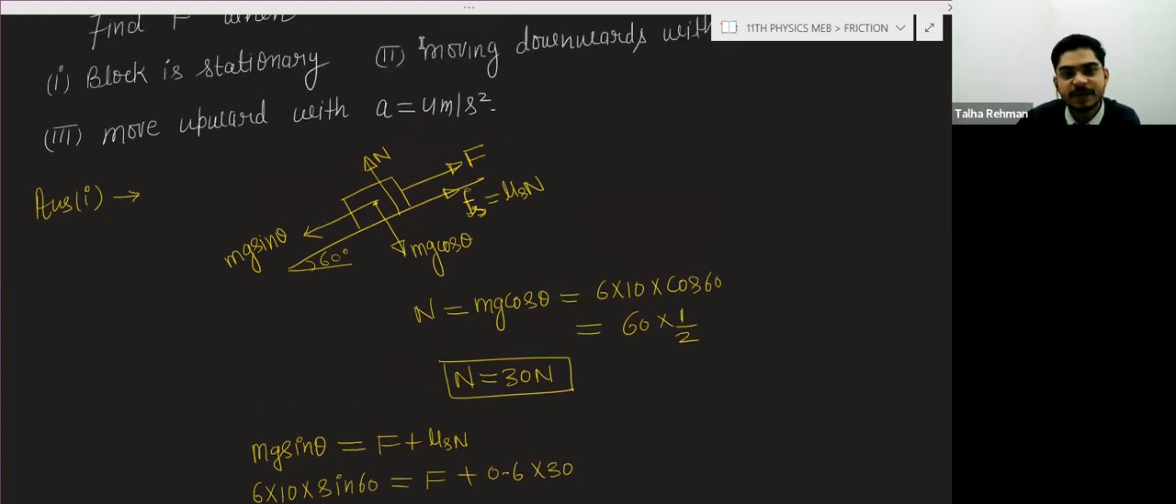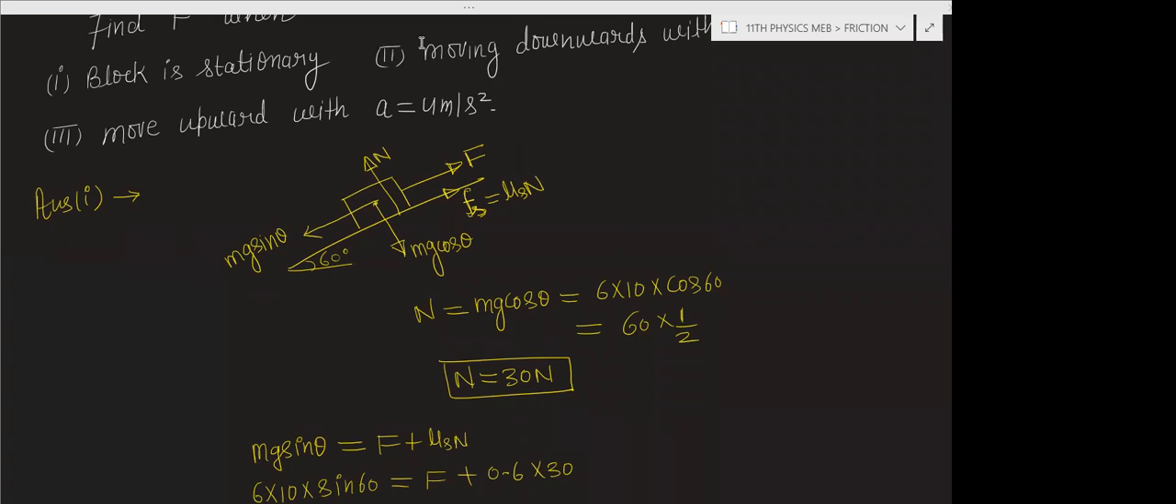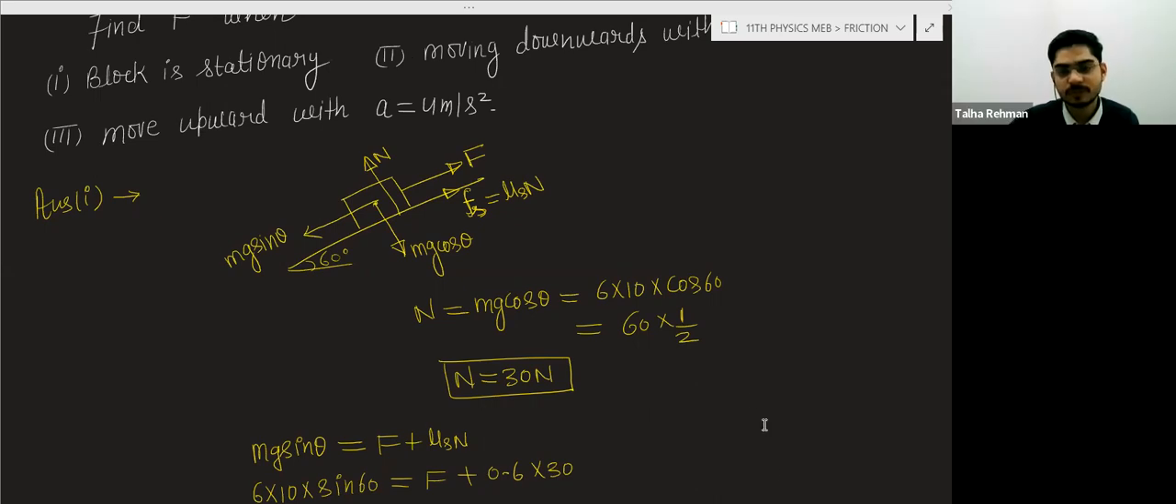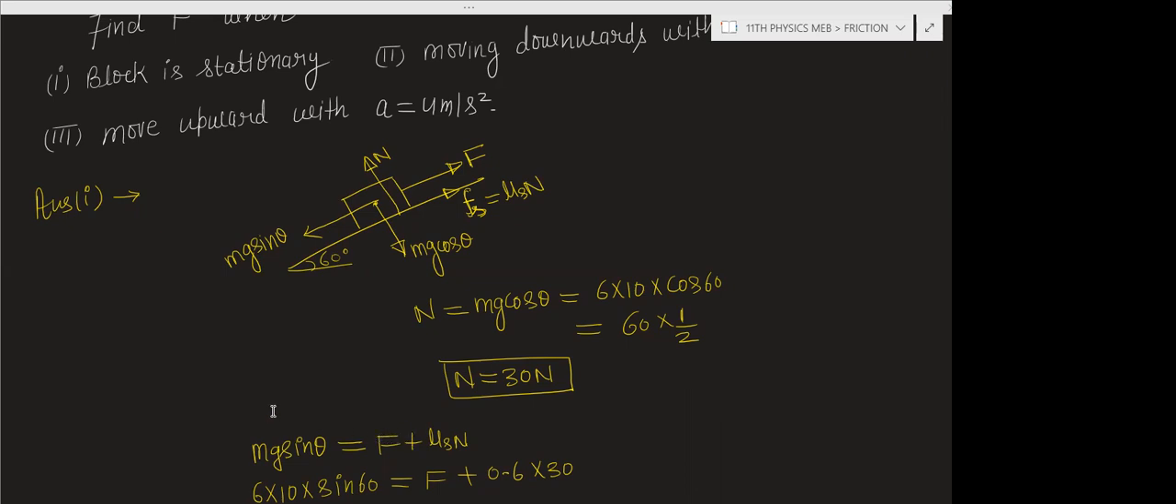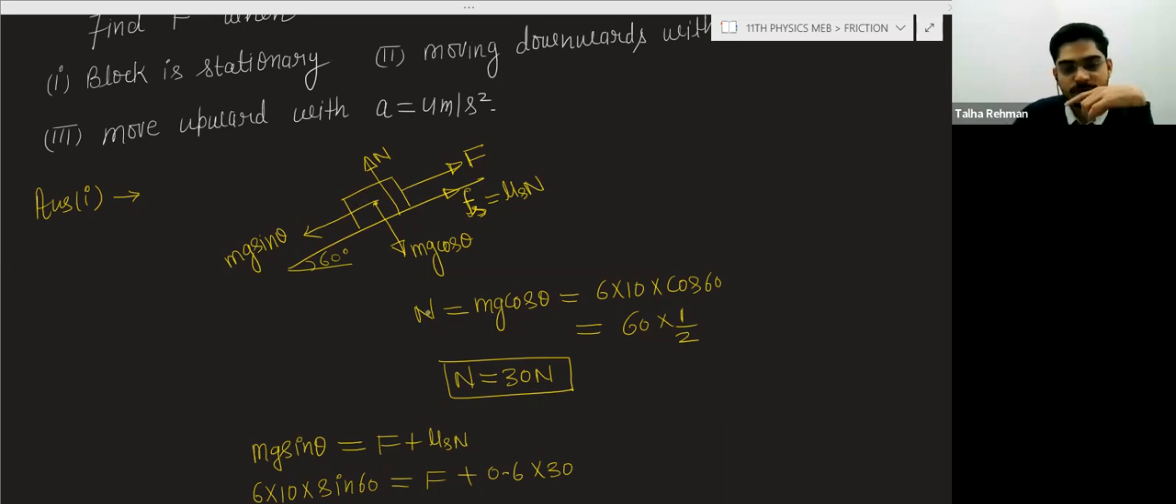Got it, Divyangi and Hiva? Beta, do you have any doubts, any of you? Sir, we will not take the minus sign. Where, minus sign? Here? Mg sin theta is equal to minus F. You are saying I have to do it like this, in the bracket here it should be minus.